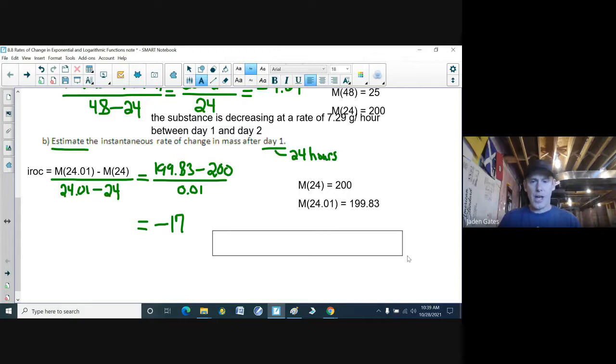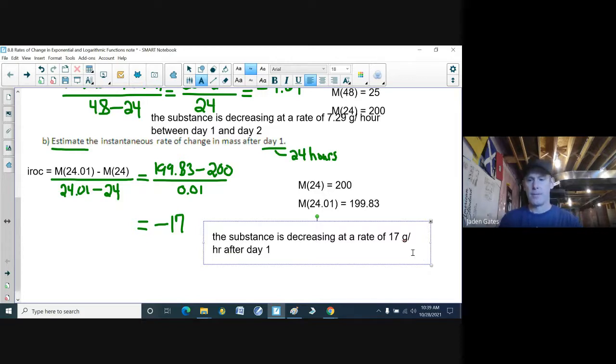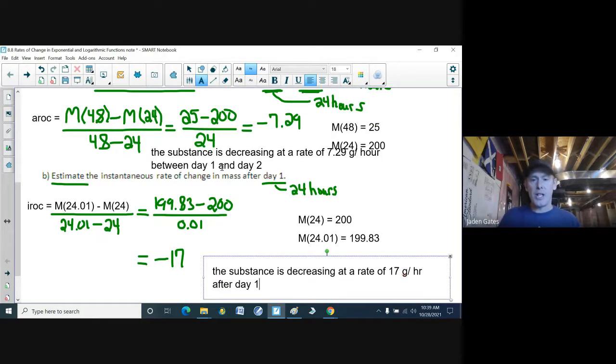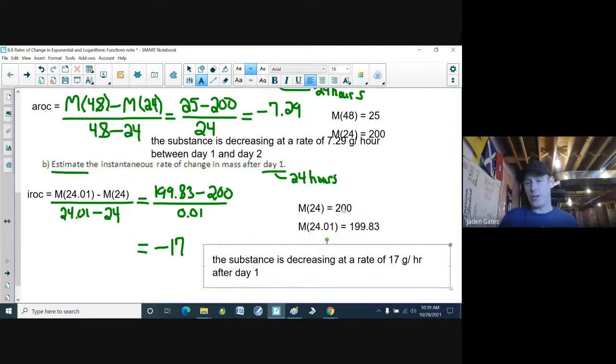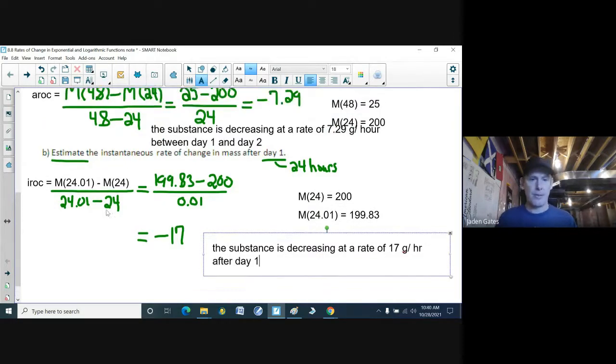And so what that is telling me is that the substance at this instant is negative, so it is decreasing at a rate of 17. Again, our mass is in grams. Our time is in hours after day one. There we go. So the substance is decreasing at a rate of 17 grams per hour after day one, where between day one and day two, it's only 7.29 grams per hour. So this material is wasting away a lot quicker early on, it appears.